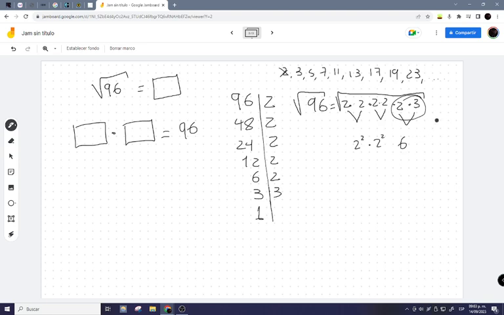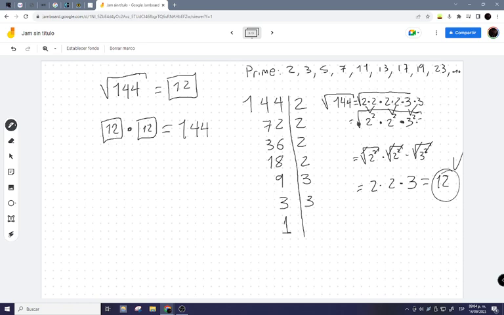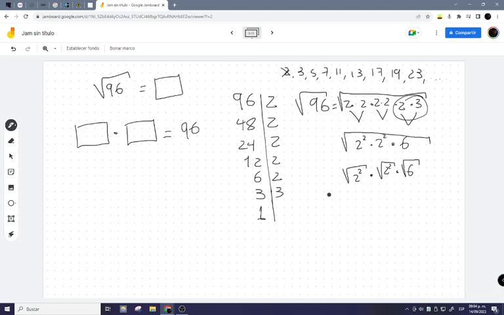Don't worry. So we want the root of that. And remember, if there are multiplications inside a root, we can split the root. So let's split it: the square root of 2 squared multiplied by the square root of 2 squared multiplied by the square root of 6. And remember, in the previous one, what was the next thing that we did? Cancel the roots with the squares. So we are going to do that.